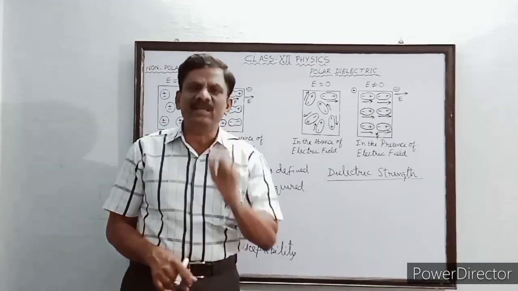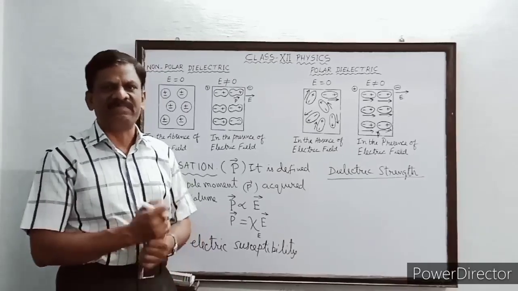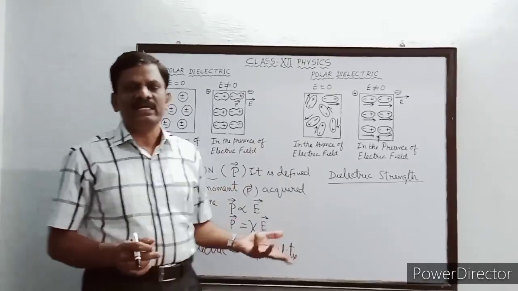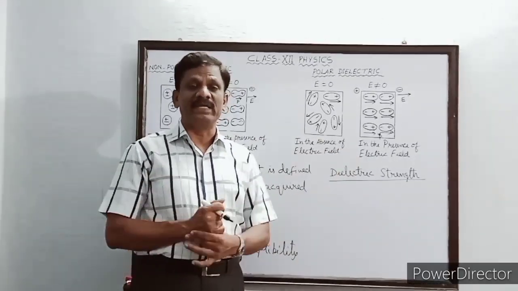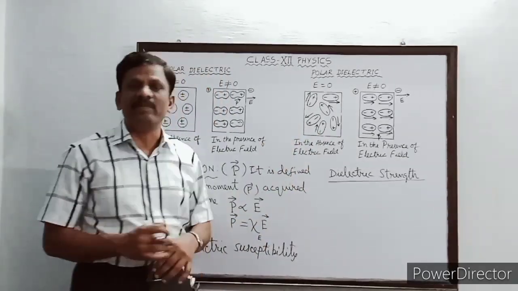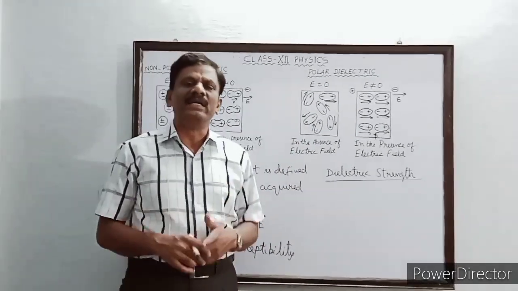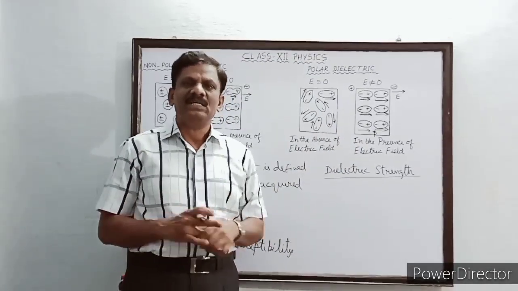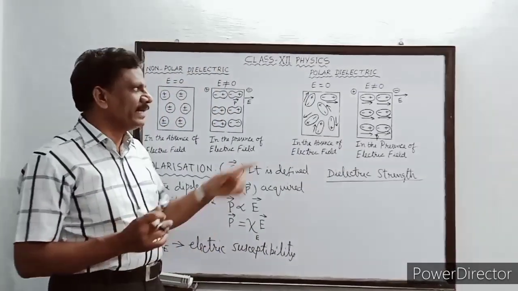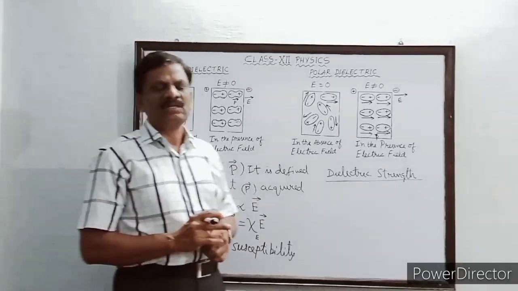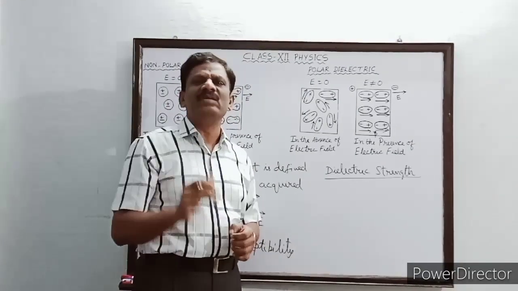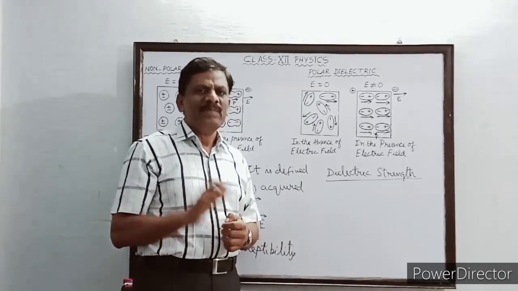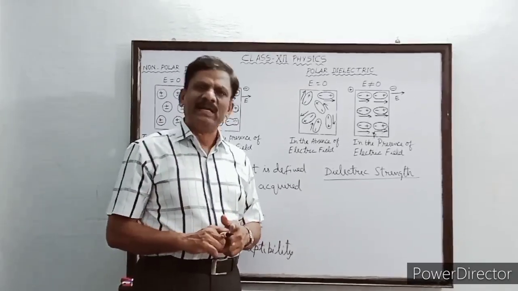So there is a certain limit up to which we can increase the electric field strength, beyond which dielectric breakdown will take place, the bound charges will become free charges, and the conductivity of the material will begin. Understand? So we should not allow the dielectric breakdown to happen. There is a maximum value of electric field, beyond which dielectric breakdown will take place.